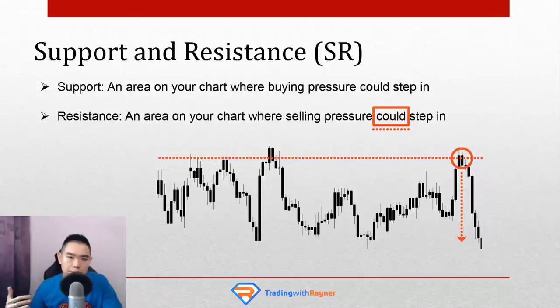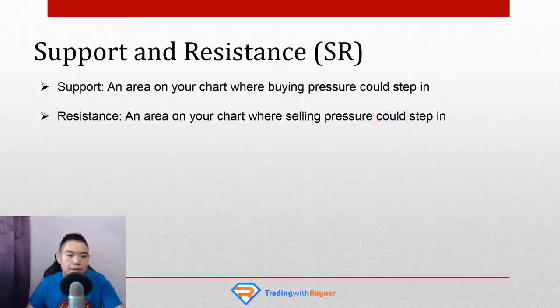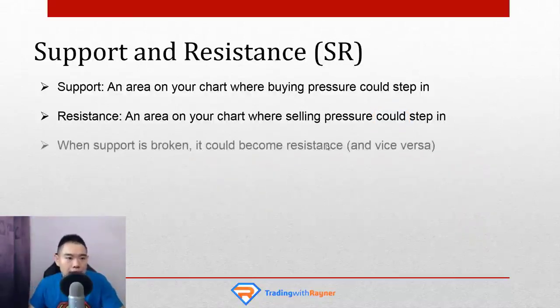So now that you understand what support and resistance are, in essence, support is where buyers could come in and push the price up higher. Resistance is an area on your chart where sellers could come in and push the price down lower. And another thing to add is that when support is broken, it tends to become, or it could become, resistance.